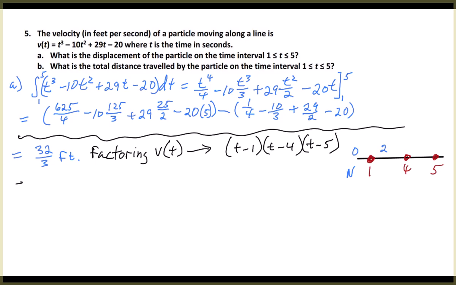So I'll pick 2. Plug a 2 in. As long as it's between 1 and 4, it doesn't matter. You could put 3. So if I put 2 here, 2 minus 1 is positive. Then I get negatives for the others. Wait, wouldn't 2 minus 5 be negative? Two negatives multiplied together give me a positive, times a positive. Okay, so I know it's coming from negative infinity. It's coming up. It turns positive, which means it crosses the x-axis.